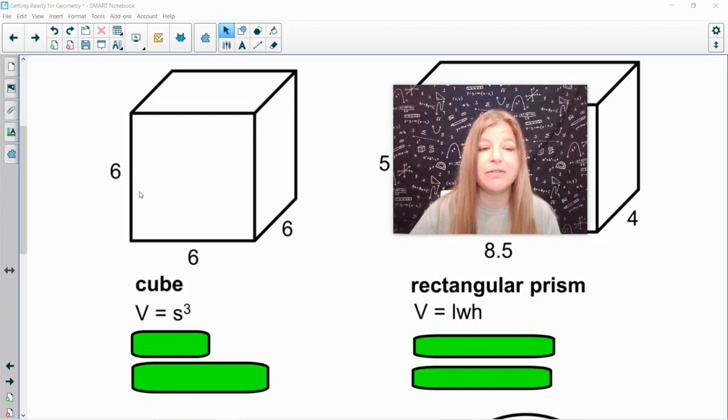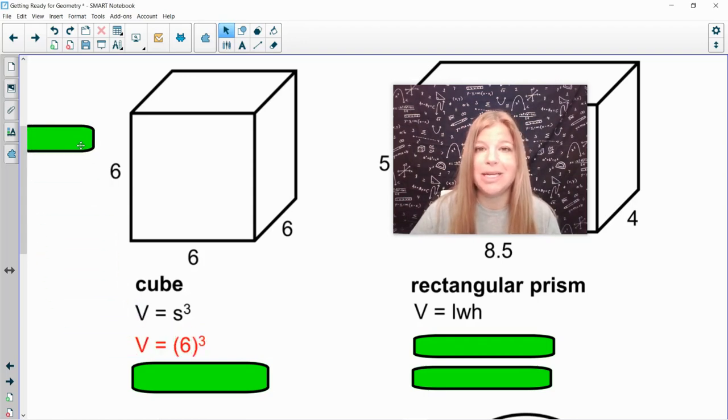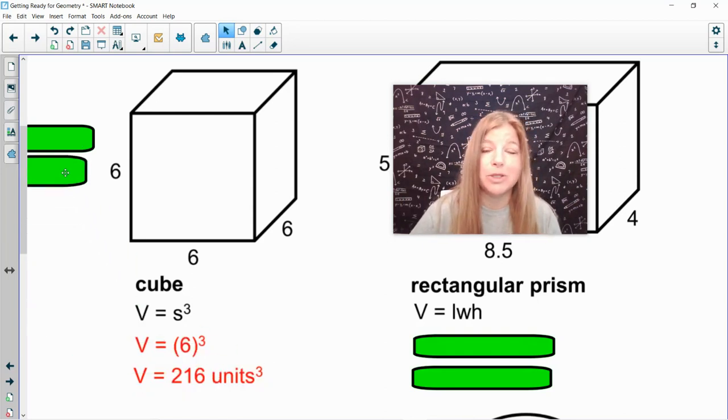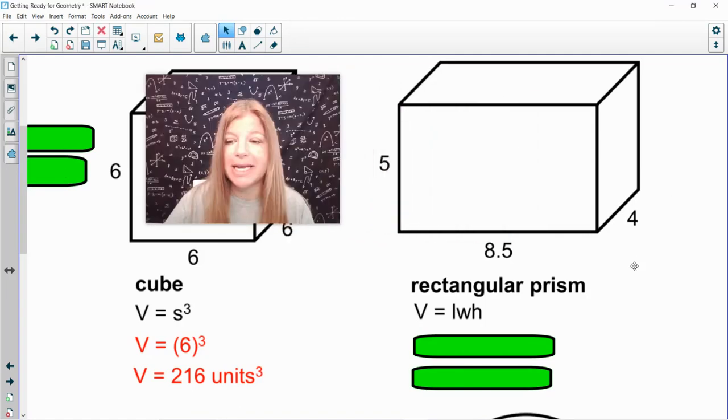So if I wanted to find the volume of this cube here, I notice that the length, width, and height are all 6. The sides are all 6. So I would just simply do 6 cubed. Now remember, cubed doesn't mean to multiply by 3. 6 cubed means to do 6 times 6 times 6. And you could do that by hand. You can use your calculator. No matter which way you get it, you're going to get 216 units cubed. Area we leave as squared. Volume we leave as cubed. Simple.